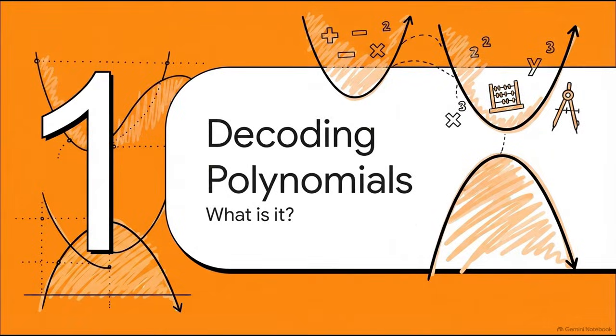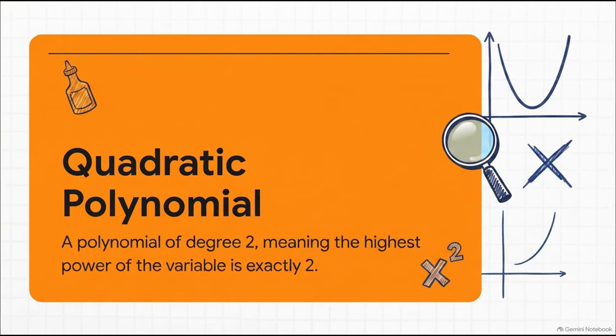All right, first up, decoding quadratic polynomials. So what exactly is a quadratic polynomial? Honestly, in simplest terms, it's just a polynomial of degree 2. That means if you look at the equation, the highest power of your variable, which is usually x, is exactly 2. You'll always spot an x squared in there. And let me tell you, that little power of 2, it's the absolute secret sauce here. It's the engine driving the entire shape of our graph, making it totally different from the boring straight lines you get with simple linear equations.